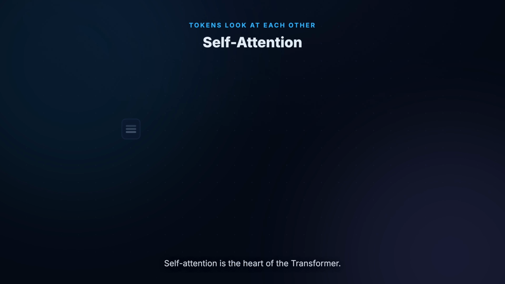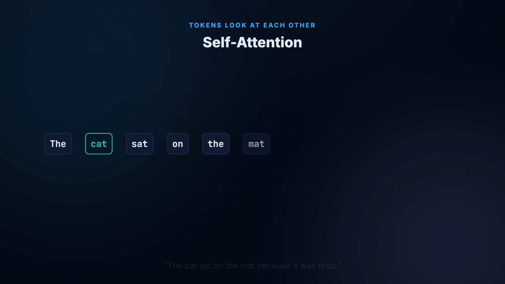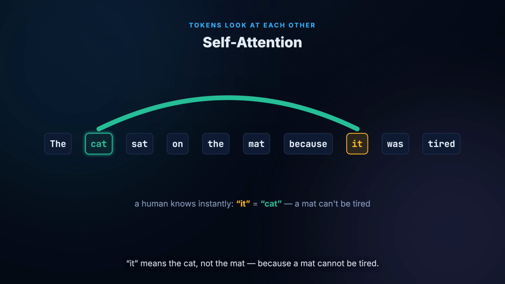Self-attention is the heart of the transformer. The idea is simple. Each token looks at other tokens and asks, which ones matter most to me? Take this sentence. The cat sat on the mat because it was tired. What does it refer to? A human reads this instantly. It means the cat, not the mat, because a mat cannot be tired.